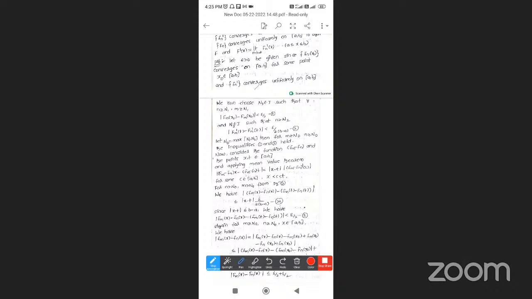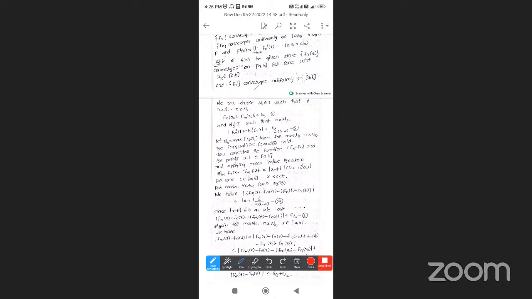So for some c belonging to the closed interval a comma b, with small n greater than n naught and small m greater than n naught, by equation 2 we have mod of fm of x minus fn of x minus fm of t minus fn of t is less than mod of x minus t into epsilon by 2 into b minus a. Since mod of x minus t is less than or equal to b minus a, fm of x minus fn of x minus fm of t minus fn of t is less than epsilon by 2, equation 3.